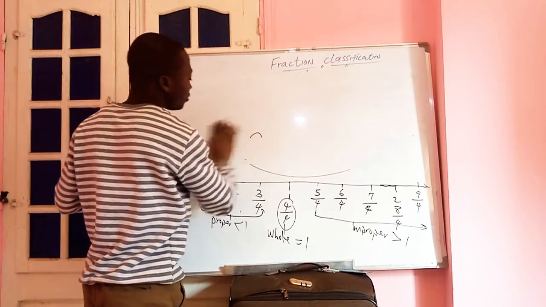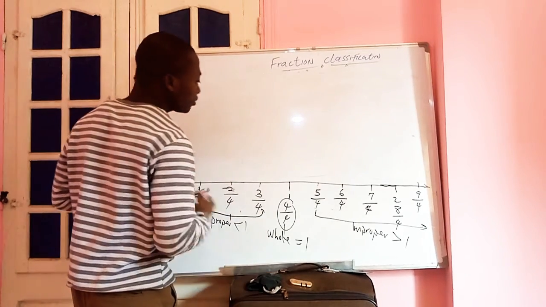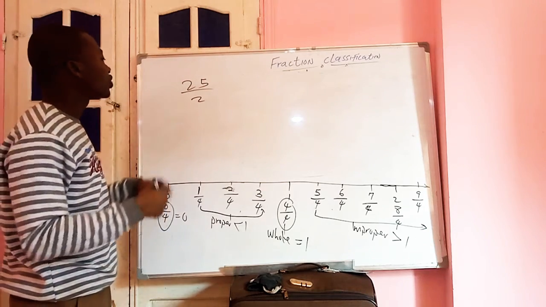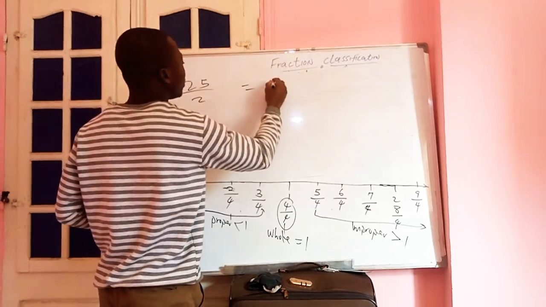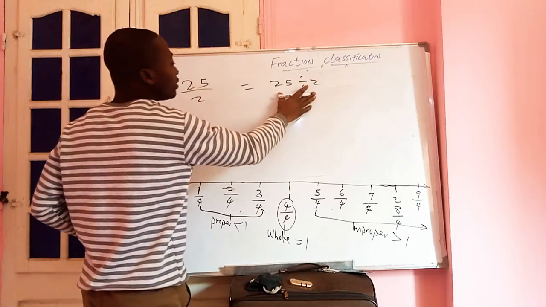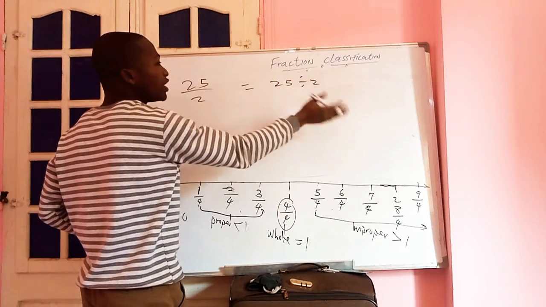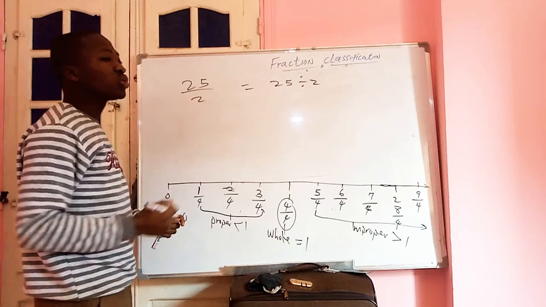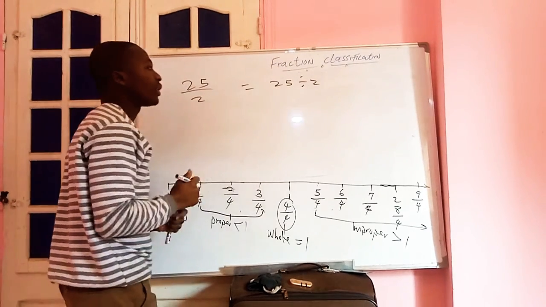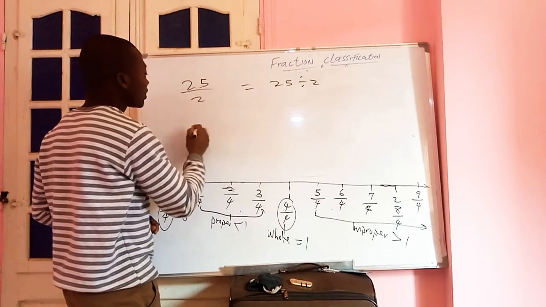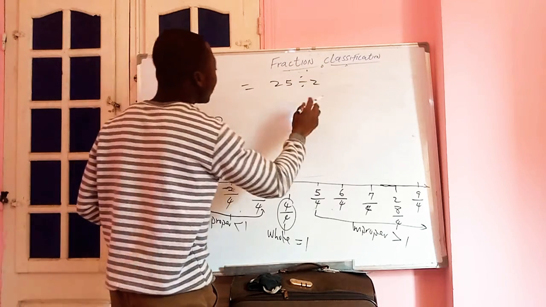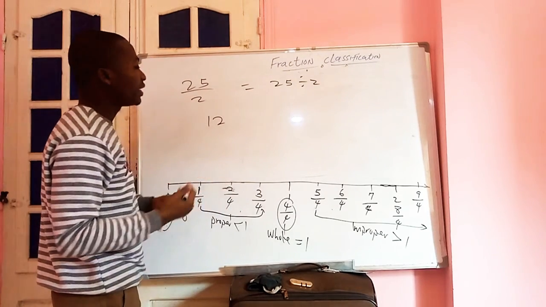Let's take a look at one more example. Let's say we have 25 over 2. This is an improper fraction. To change it to a mixed number, we use division. 25 divided by 2, this is the division of 2 digits by 1 digit. The answer to that one is 12. But how do we do that? We're going to do a video on that later, inshallah.